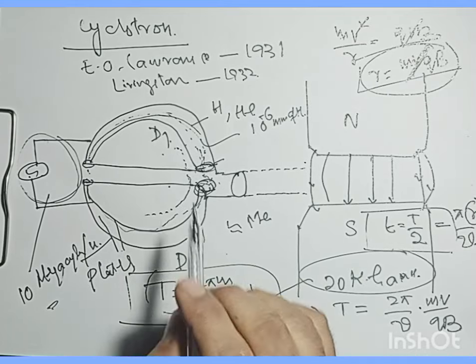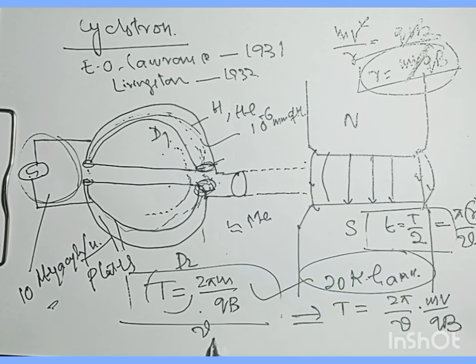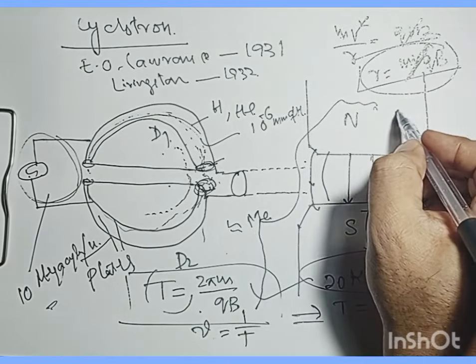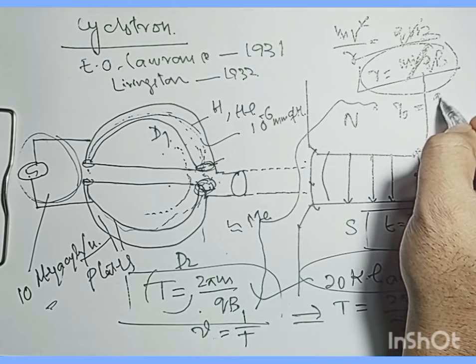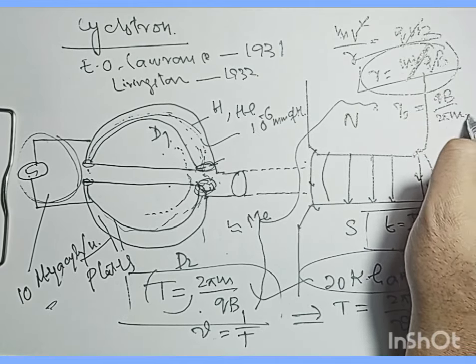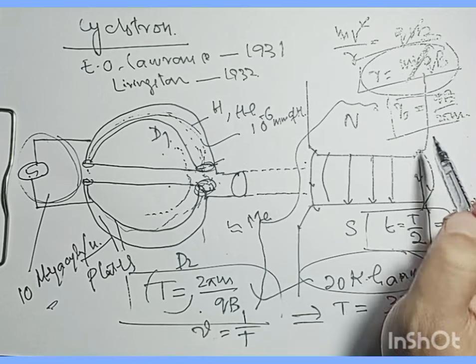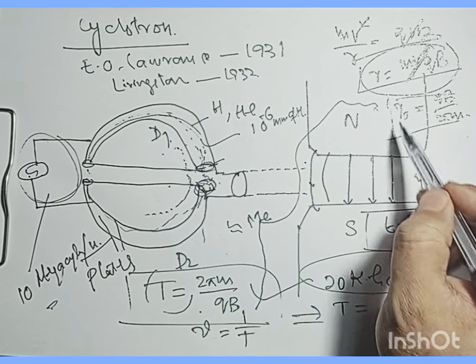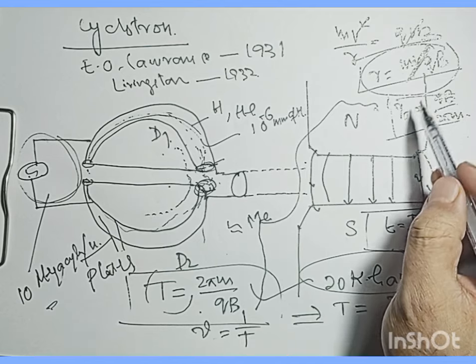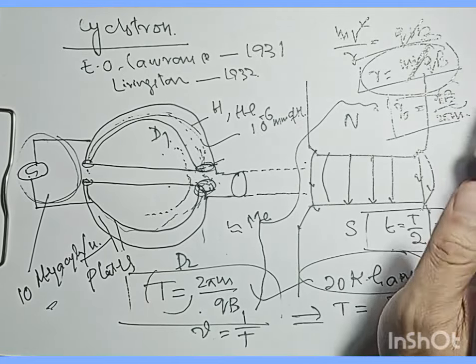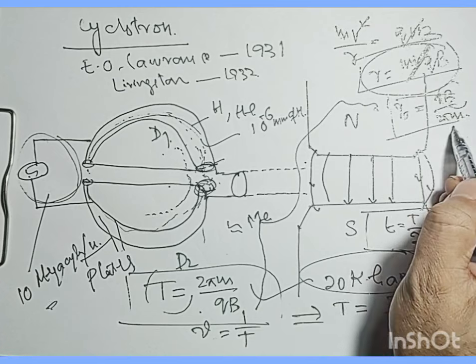Now, that resonance frequency we can write from here, because the frequency is simply the reciprocal of this time period. What we are going to get is that the resonant frequency is qB by 2 pi m. Now, this equation has a beauty in it. It indicates that the resonance frequency does not depend upon the radius of the Ds or the velocity of the ion beams, but it only depends upon the magnetic field, the charge, and the mass of this particle.